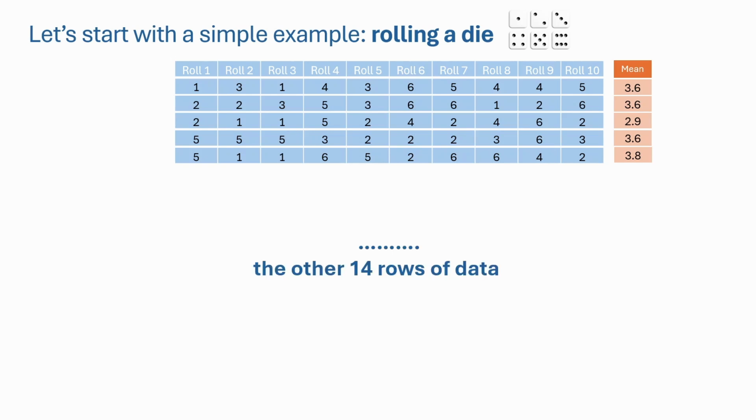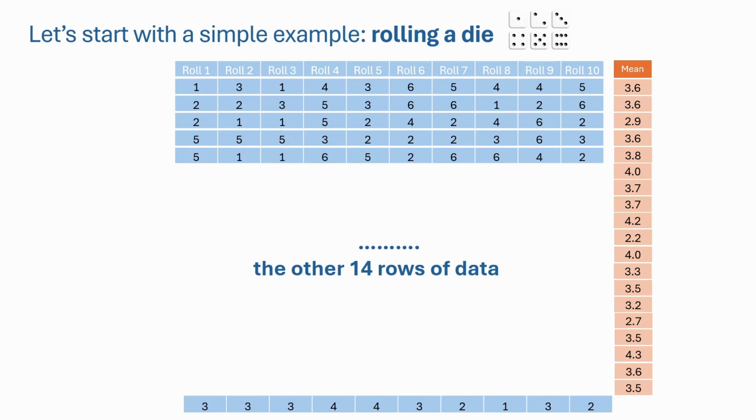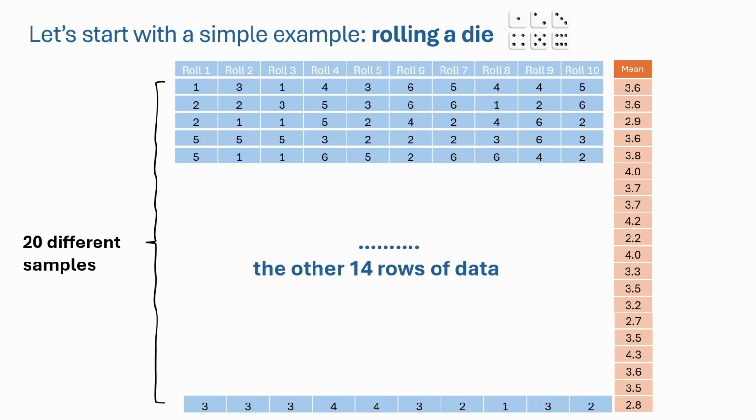And we're going to do it another 14 times. And we're going to get 14 rows of data, so we're going to get 14 means. Lastly, we're going to do it one more time, and we're going to get another mean. In total, we are doing 20 different samples, and basically we're getting 20 means.